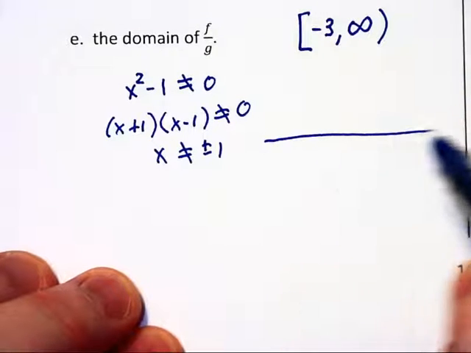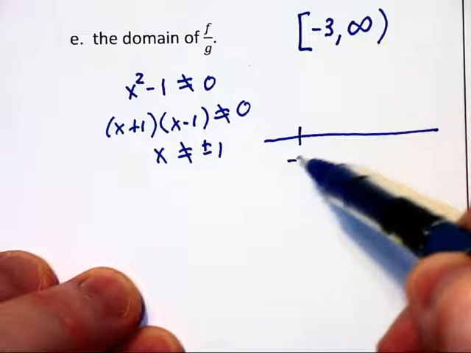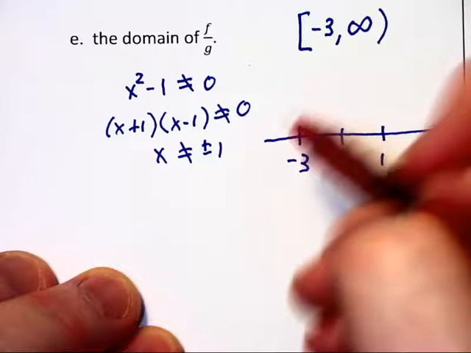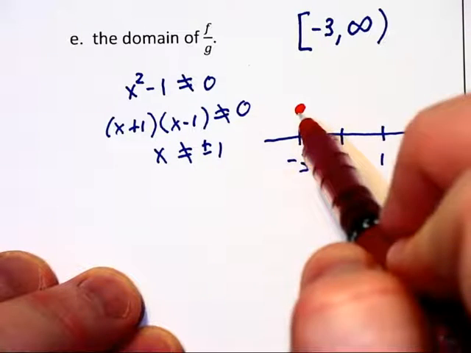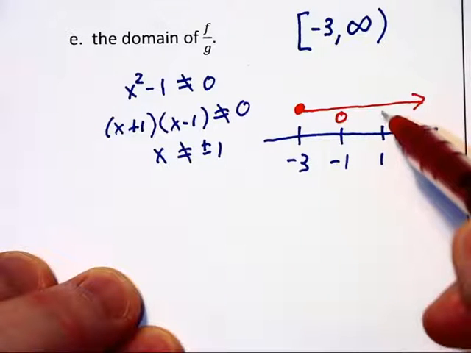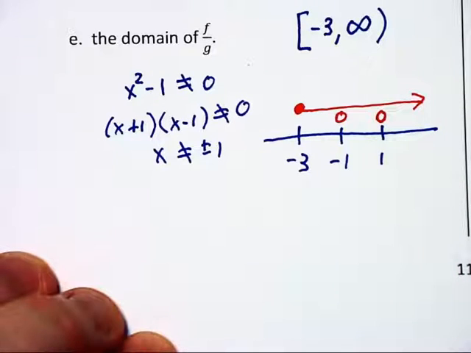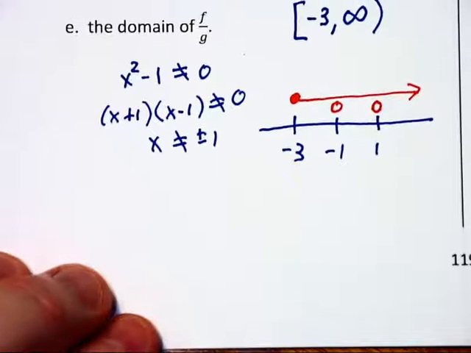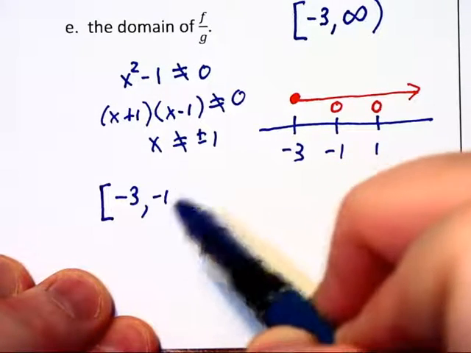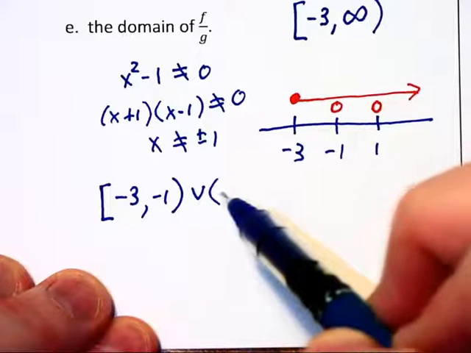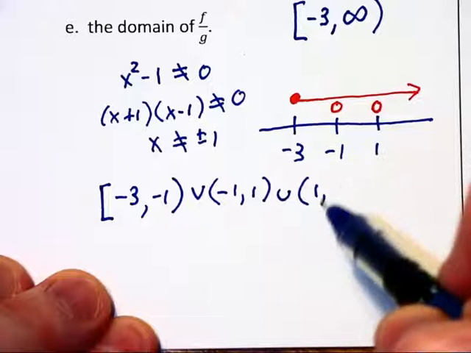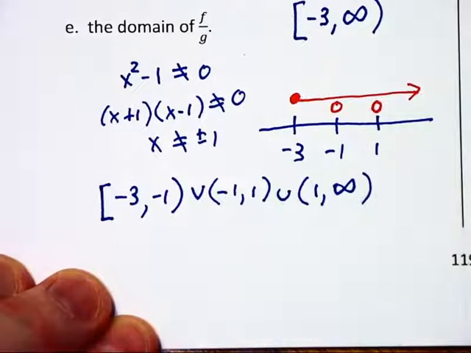Now initially we said the domain, let's take a look at our number line, negative 3, negative 1, and 1. Initially we said the domain was going to be all these values from negative 3 and above. But now we're saying, uh-oh, we've got a problem at negative 1, and we've got a problem at positive 1. So I have to skip over those values and write the domain of this quotient as negative 3 up to negative 1, which we don't include, united with the numbers between negative 1 and 1, united again with the numbers to the right of, but not including, 1 itself.